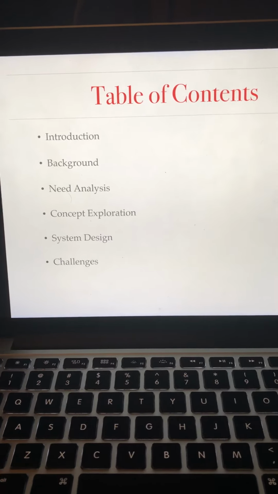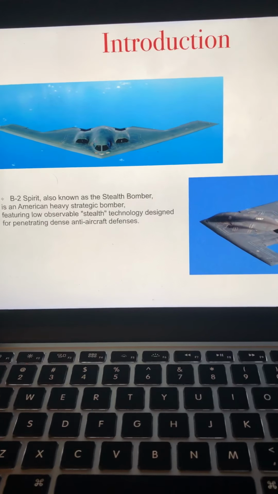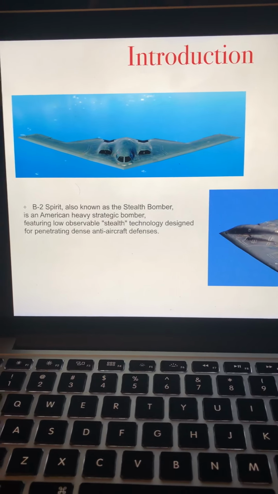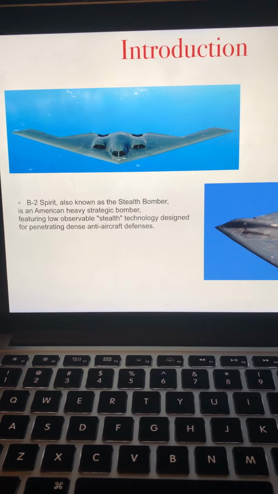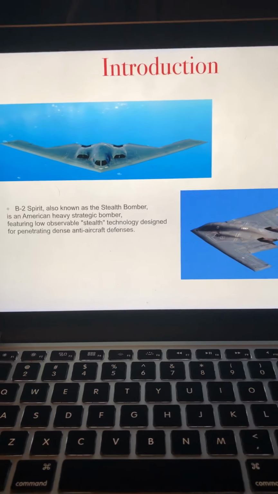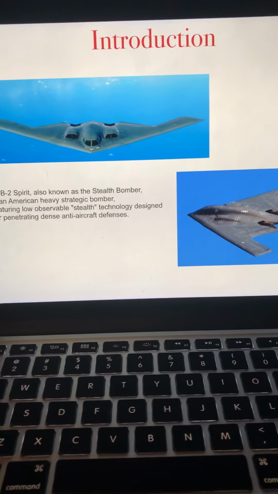First, like I said, it's my project. I've decided to do research and a systems engineering case study on the B-2 aircraft. It's called the B-2 Spirit. It's also known as the stealth bomber. It's a very strategic bomber. It features low observable or stealth technology. It's designed for penetrating dense anti-air defenses anywhere in the world, and it's still in use.